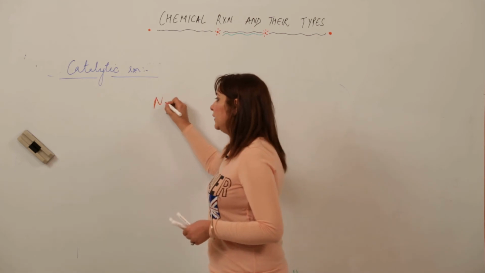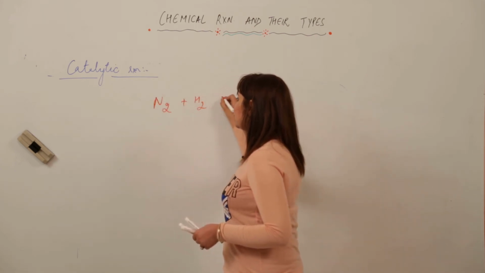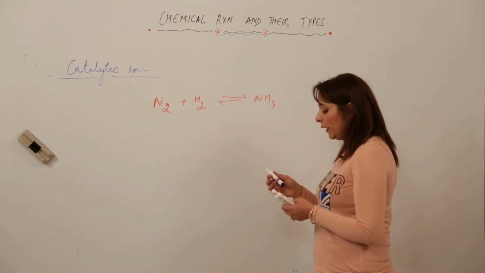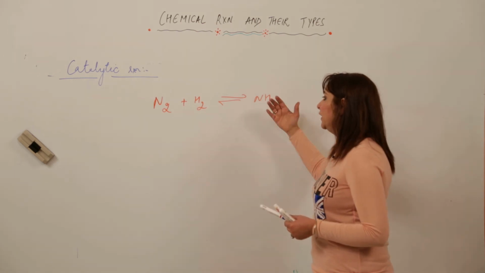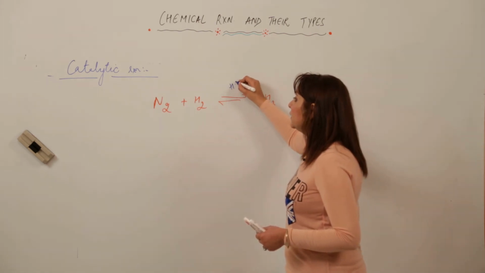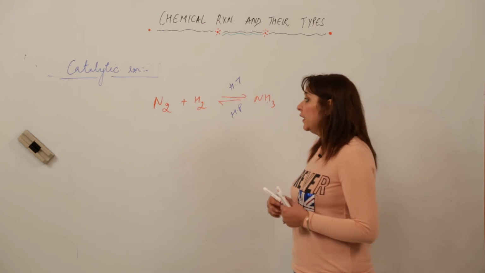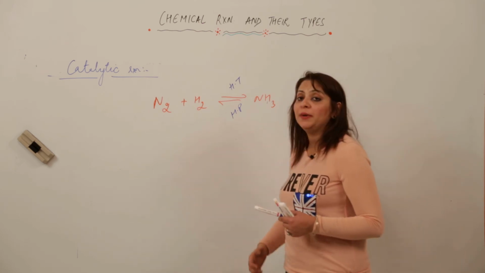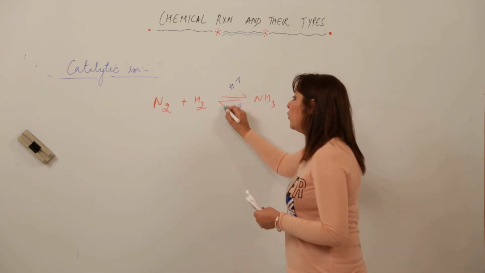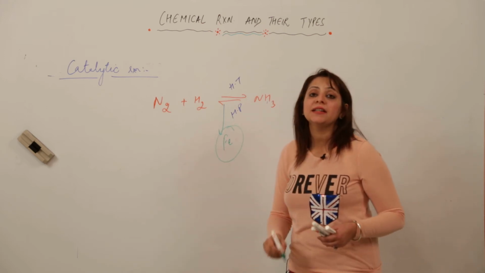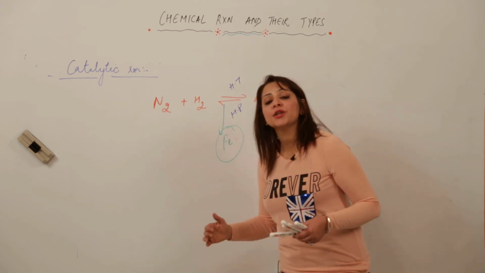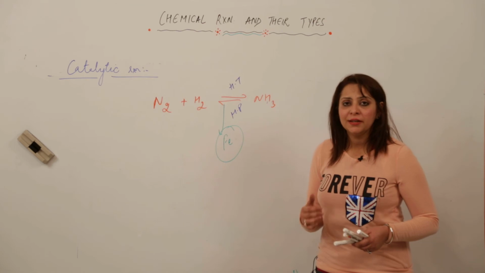Same example I am taking again, ammonia formation. N2 plus H2, reversible sign, NH3. You know why it is reversible, you know all the conditions which are required. You will be surprised to know that this reaction requires higher temperature and higher pressure as well. But even if you provide the higher temperature and pressure, the reaction doesn't take place until and unless we use iron as the catalyst. So in this reaction, iron is acting as a catalyst. It is making the reaction happen, right? So any reaction in which a catalyst is involved comes under the category of catalytic reaction.